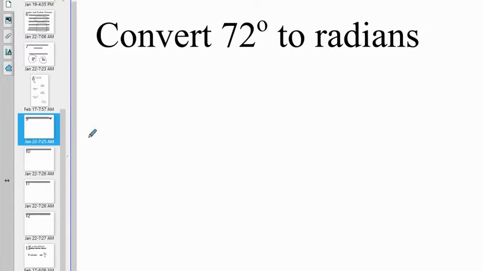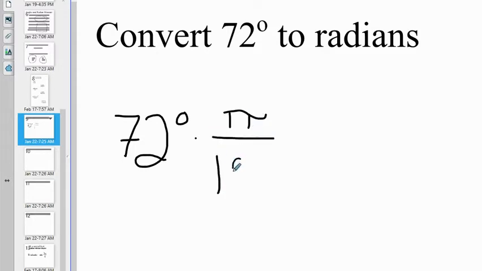That we're going to be doing. So if I say convert 72 degrees to radians, excuse my sloppy handwriting here, but if I want to do 72 degrees and multiply that by pi over 180, this is going to give me the conversion from degrees to radians.